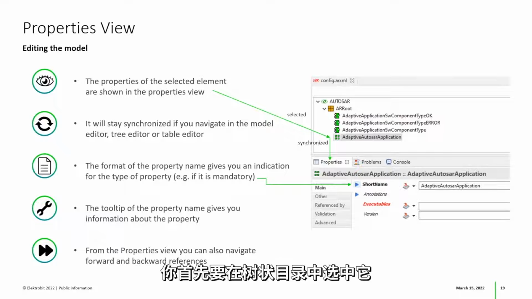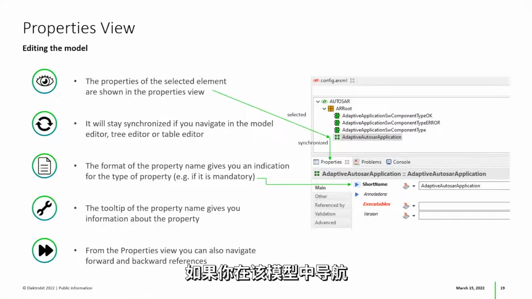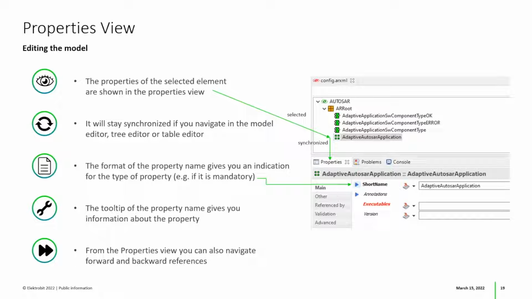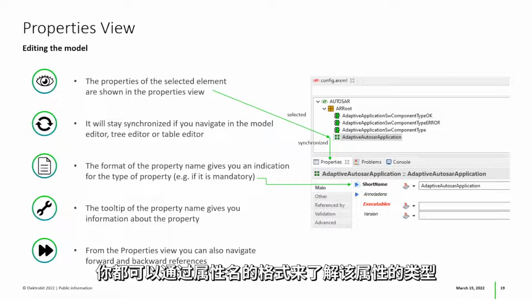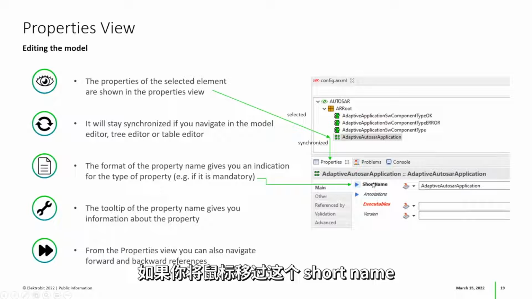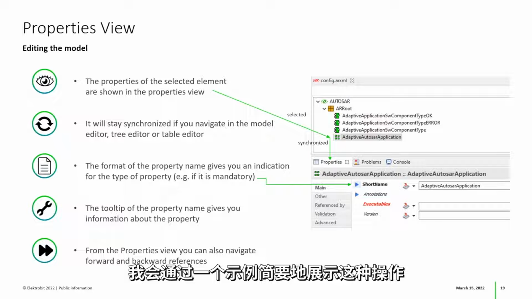So to edit the model, you first select it in the tree. So for example, in the tree editor, and then the properties view gets synchronized. It will stay synchronized if you navigate in the model, either the model editor or the tree editor, also other editors. The format of the property name gives you already an indication of the type of the property. So if it's mandatory and so on. And you have also a tooltip. So if you move your mouse over the short name, you get also information. I will show this in the example shortly.